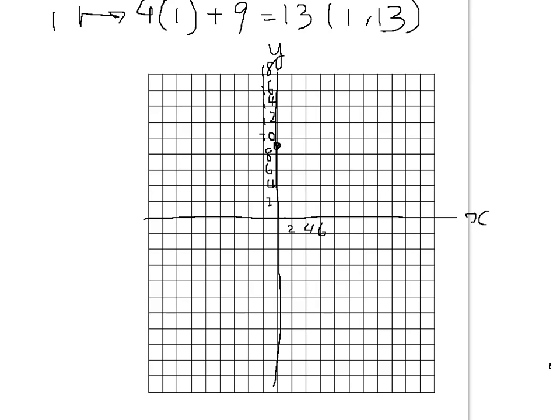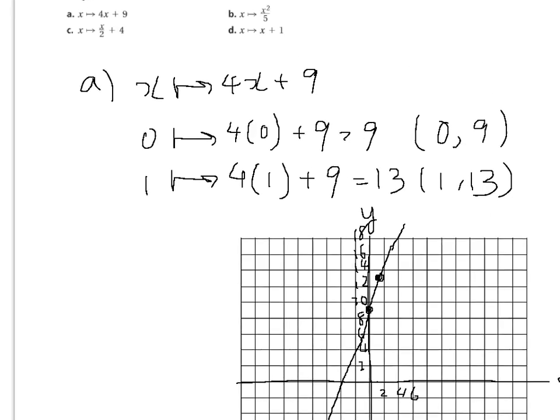And 1, 13. So my 1 is in the middle of 0 and 2, and go up there, it will be there, right? And then just draw a straight line. Yeah, something like this. This will be my graph.